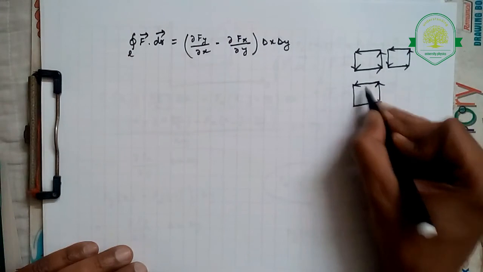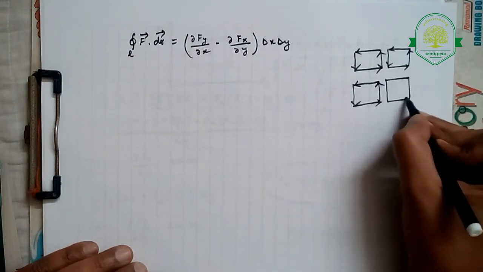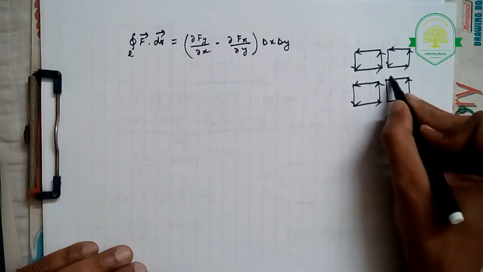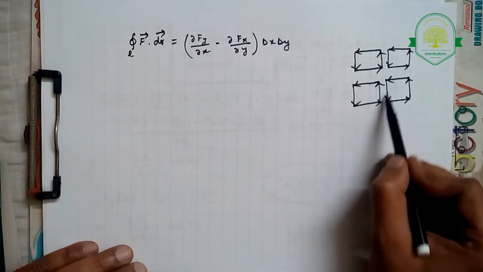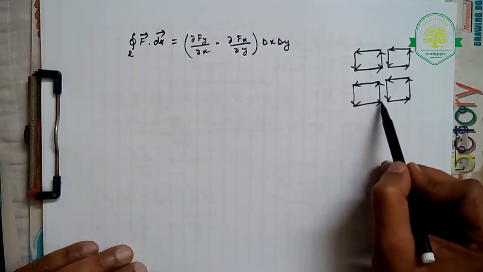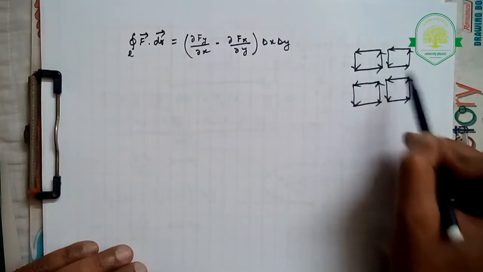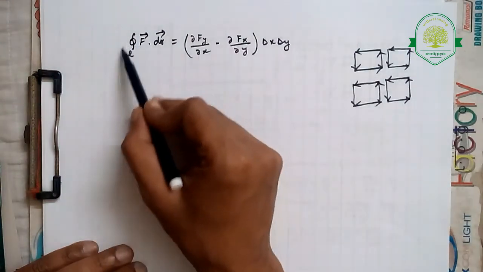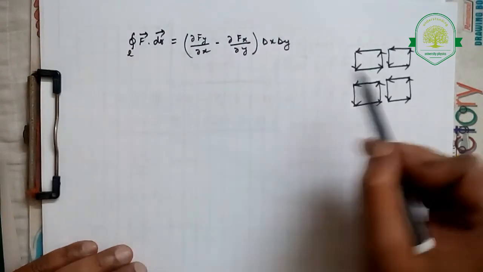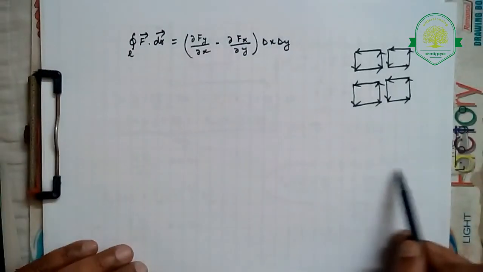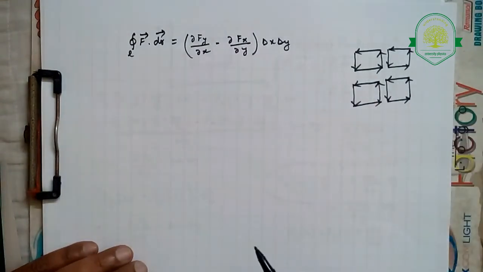So if the line integral is done along every smaller loop, we'll see that the terms that are in between, they will cancel each other out. So this and this will cancel, these two will cancel, these two will cancel, and ultimately the left hand side of the equation will give us the line integral along the periphery of the surface that we are considering.